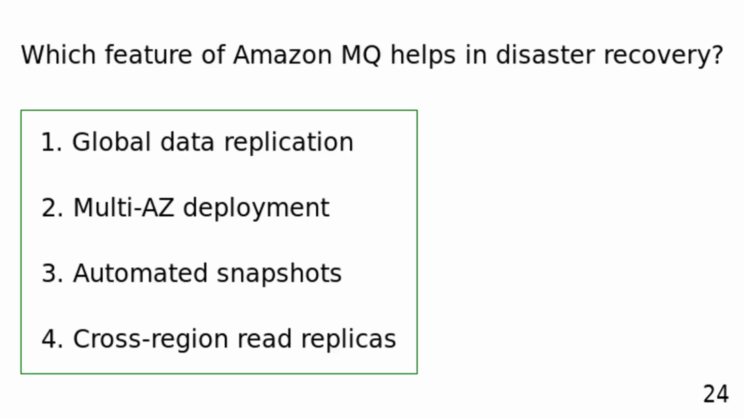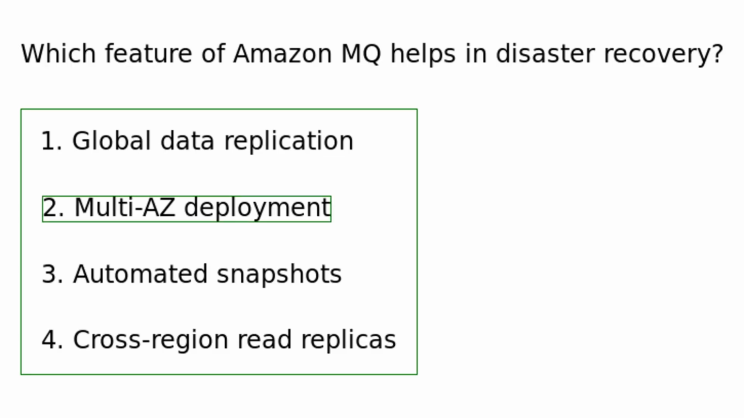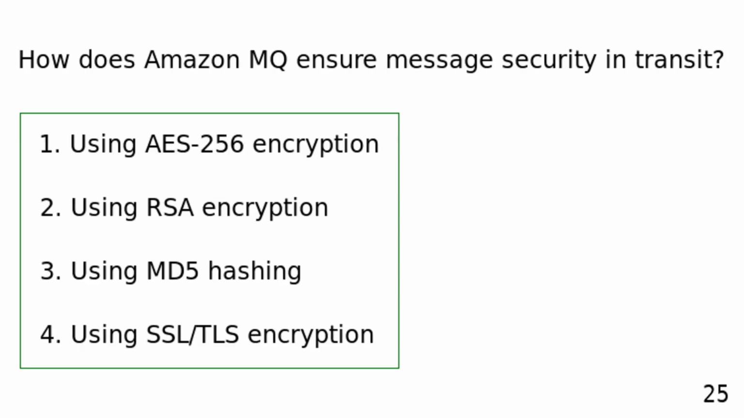Which feature of Amazon MQ helps in disaster recovery? Global data replication, multi-AZ deployment, automated snapshots, cross-region read replicas. Multi-AZ deployment in Amazon MQ ensures that if one availability zone fails, the broker in another zone can take over, aiding disaster recovery.